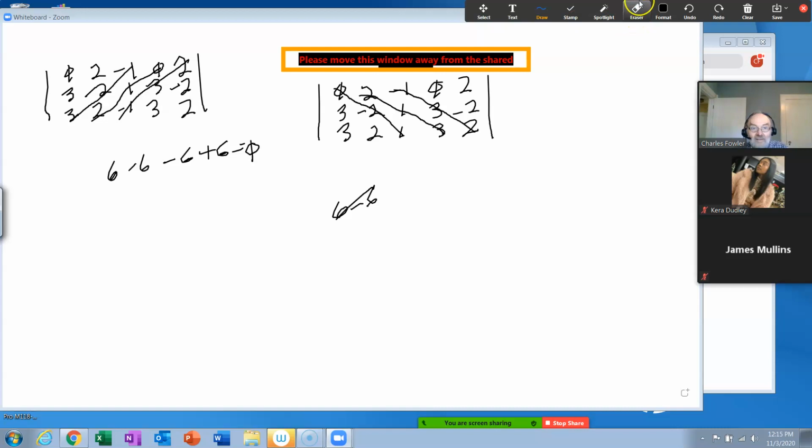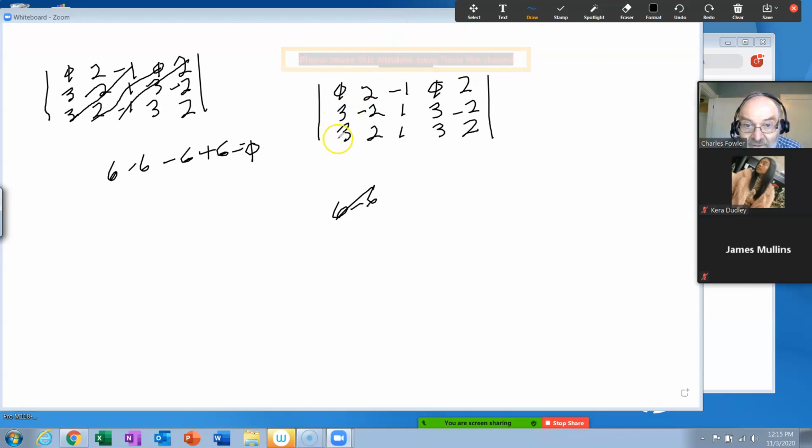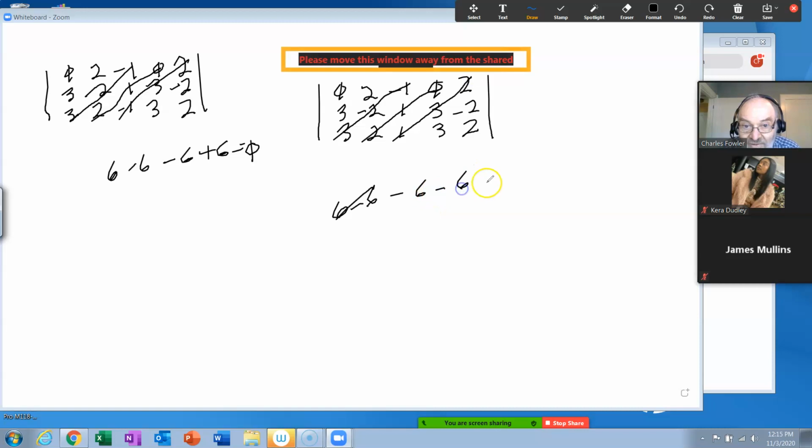Let's erase those and draw back in the up diagonals. It's going to be a -6, it's going to be a 0, and that's going to be a -6, which is -12. So that one does have an inverse. That's not 0.